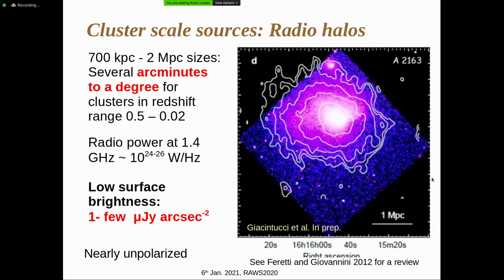So in this picture, the color scale is showing you the X-ray emission. It's a blob, the intracluster medium as detected in X-rays, and these contours are showing you the radio emission. Here all the contributions from individual radio galaxies or background or foreground point sources have been removed. So what you can see is this diffuse emission which pervades, basically is associated with, the entire intracluster medium itself.